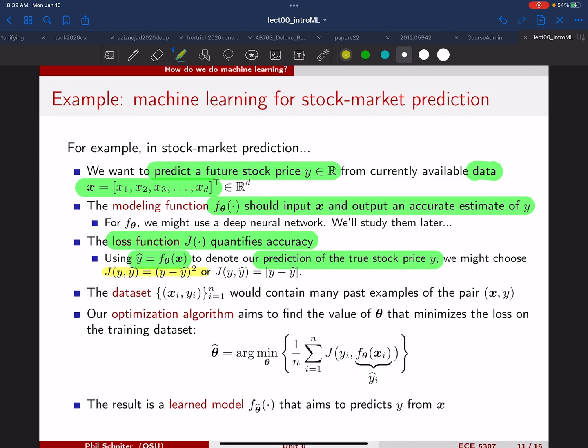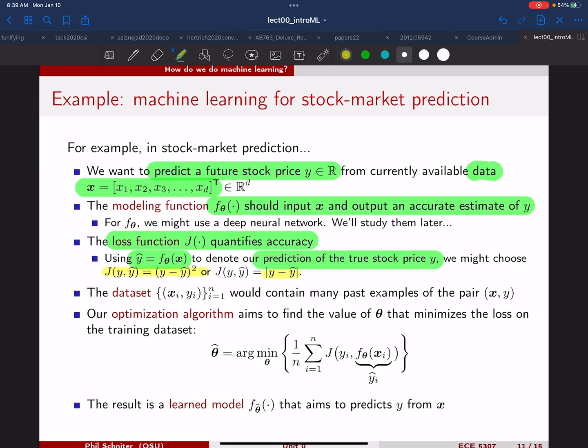The square is not the only option. Another option would be the absolute value between y and y hat. We'll see these different options come up through the semester, and we'll understand a bit more about what might be the advantages and disadvantages of the two options here.